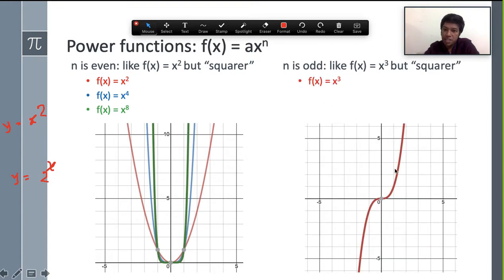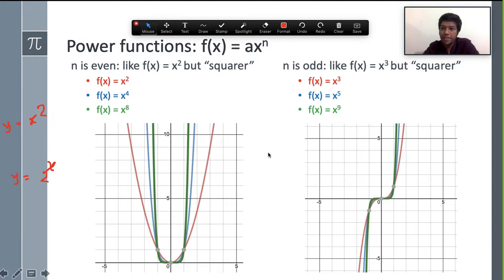For x cubed, this is the x cubed graph, and the same thing happens if the power increases. The graph becomes narrow about the y line. Or you can think in your mind that the graph will come closer to the y line if the power becomes bigger.